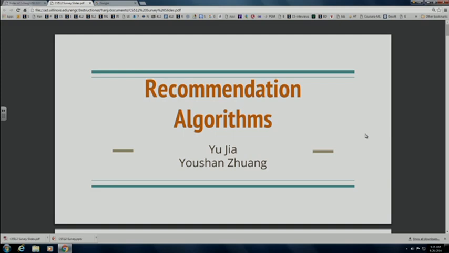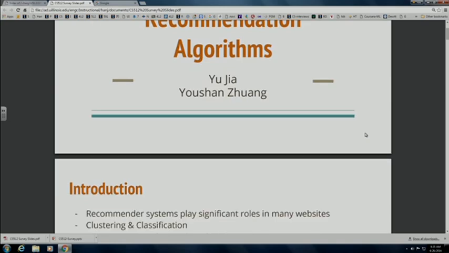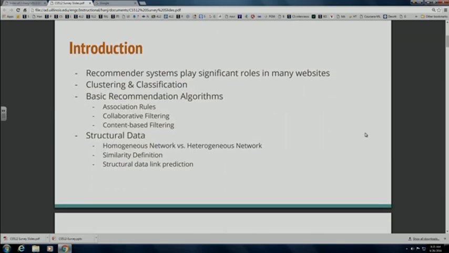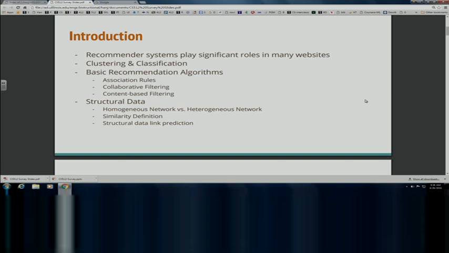Hi, everybody. Today we're going to give the presentation about recommendation algorithms. As you know, recommender systems play significant roles in many websites because a lot of websites depend on them to give recommendations and make profits. There are a lot of recommendation algorithms. The most basic ones are based on clustering and classification.